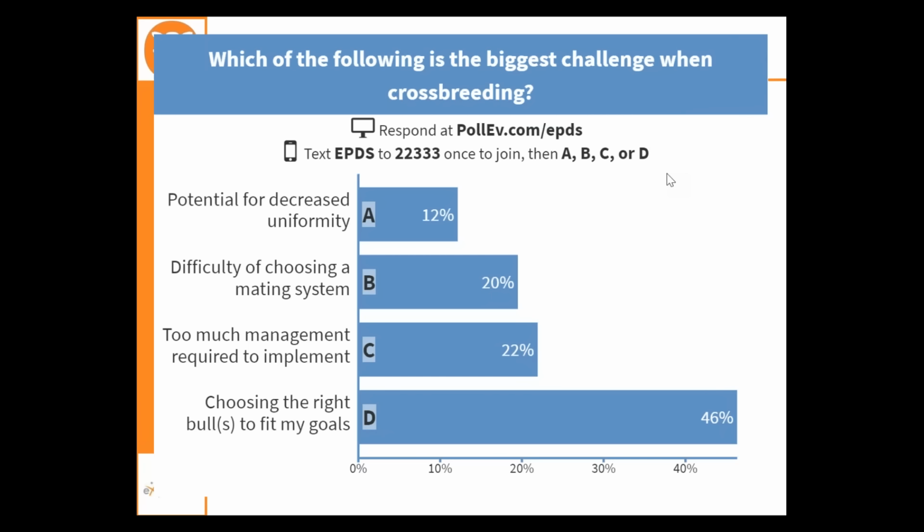Okay, well, pretty good distribution here of answers. Maybe a little bit weighted towards choosing the right bull to fit my goals. All right, well, since we've got a pretty good distribution in each of these categories, why don't we break down each of these topics and explore them just a little bit?